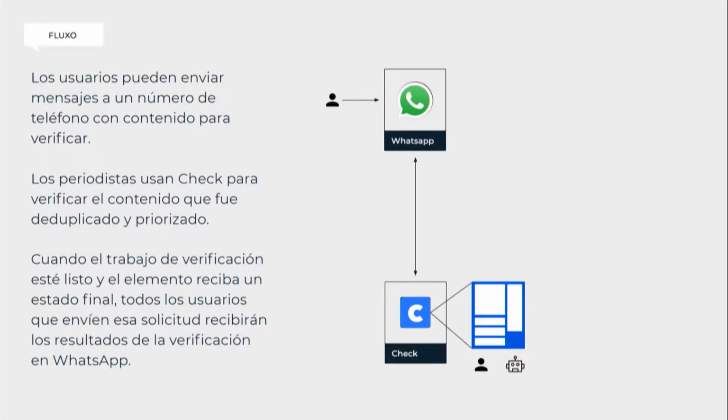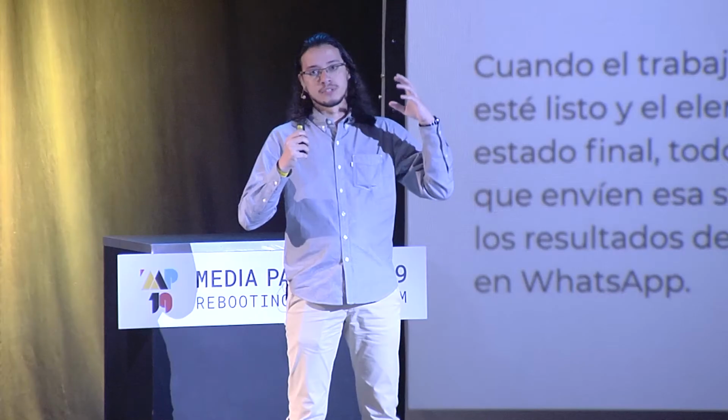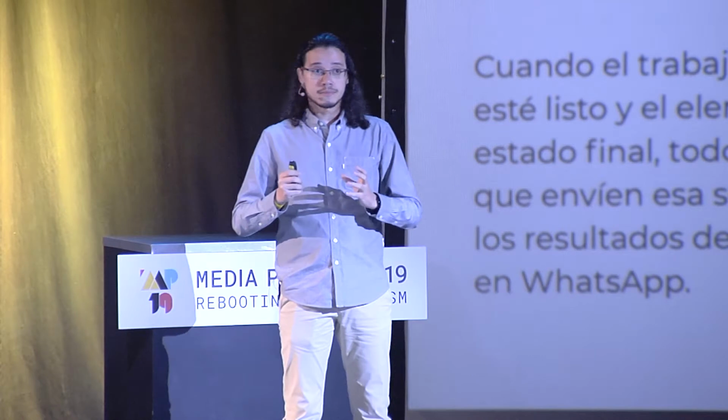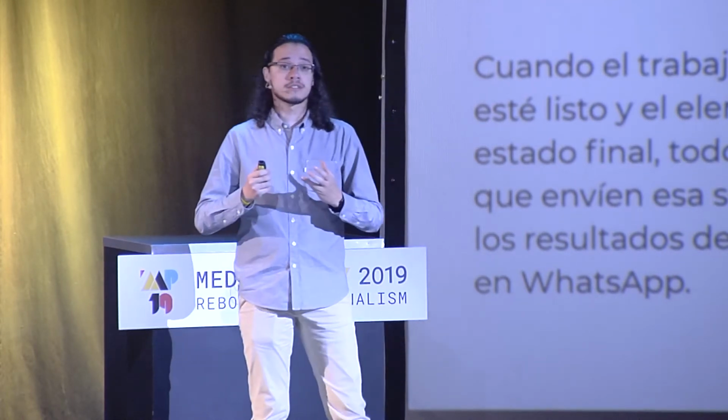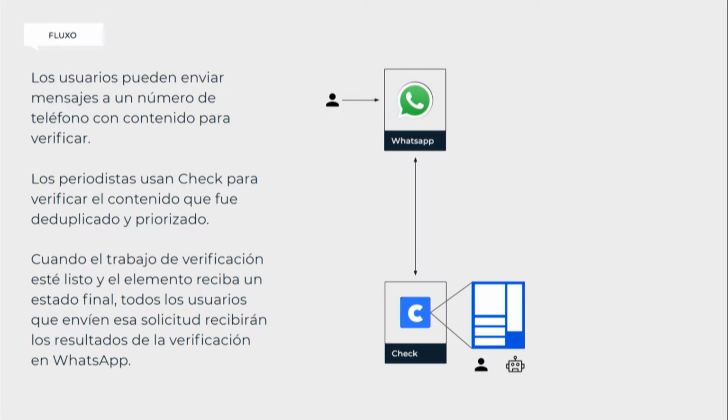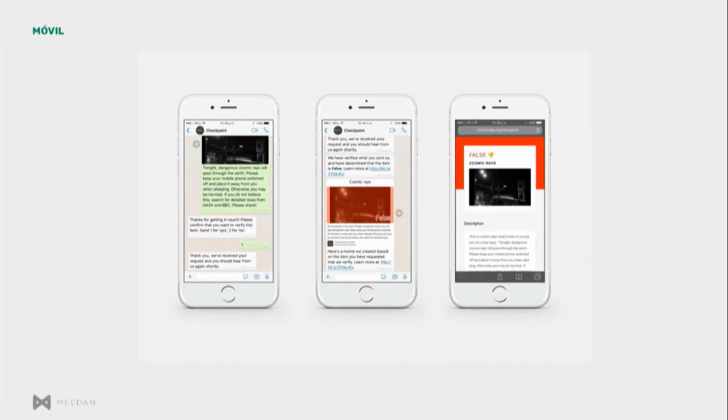So this is a very simple flow of how it works. So the user just sends a message to WhatsApp. This WhatsApp number is connected to a check installation, a check team, which is a group of journalists working on a specific project there. And then the item, after it passes through the automated flow, the duplication filter, it ends up in check, so it can be verified. And once the item is verified, all the users that sent the item to be verified, or the similar items, etc., they all receive a message on WhatsApp with the verification results.